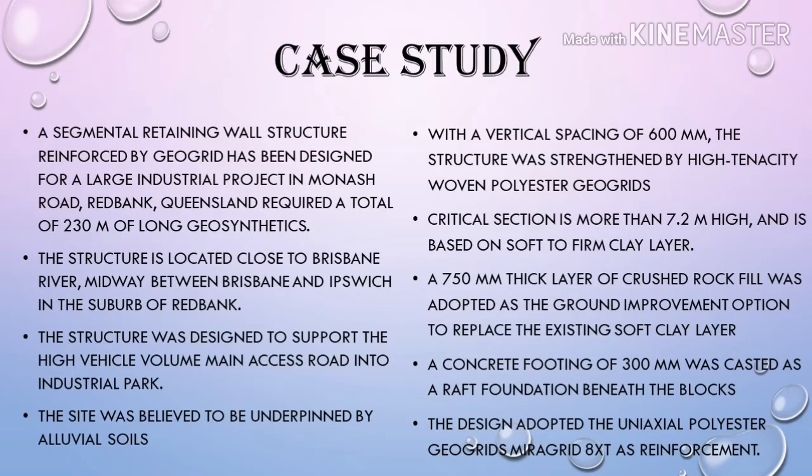As for the case study, in Queensland, Australia, a segmental retaining wall project reinforced by geogrid has been designed for a large industrial project which required 230 meters of geosynthetics. The structure is located close to Brisbane River, which is midway between Brisbane and Ipswich in the suburb of Redbank. The structure was designed to support the high vehicle volume for the main access road into the industrial park.